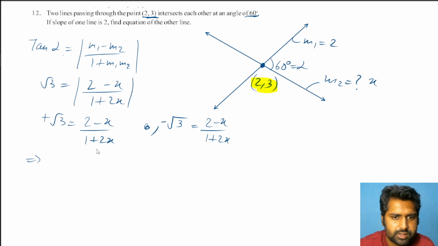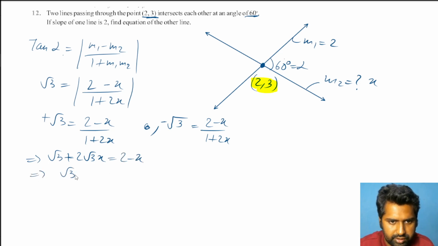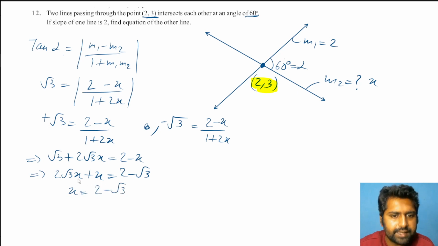Let's solve for positive first. Root 3 plus 2 root 3x is equal to 2 minus x. Let's take x on this side: 2 root 3x plus x is equal to 2 minus root 3. So x becomes 2 minus root 3, take x common, you'll get 2 root 3 plus 1, that's in multiplication, it will go in division.